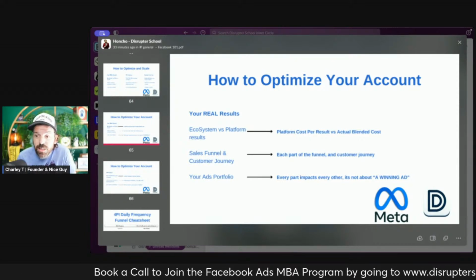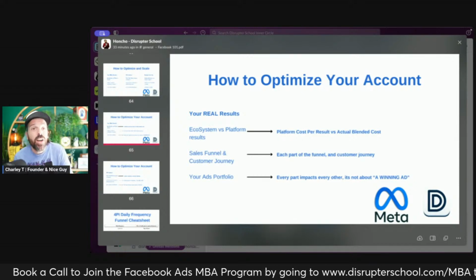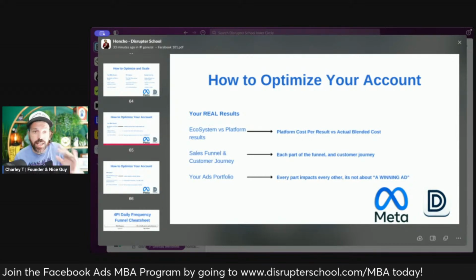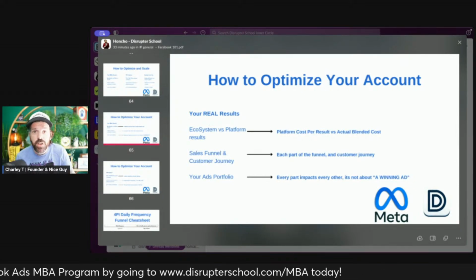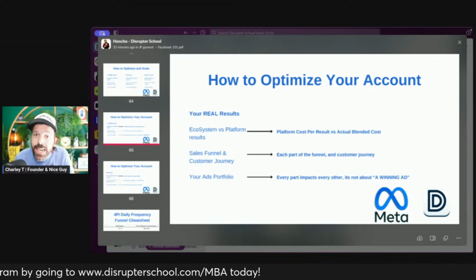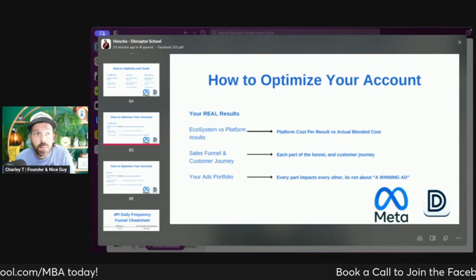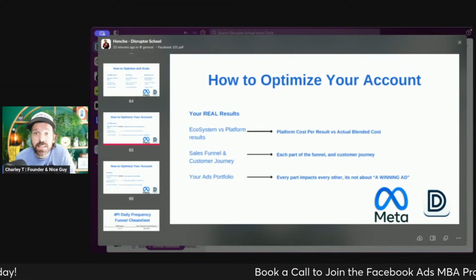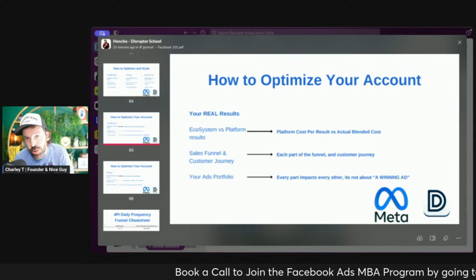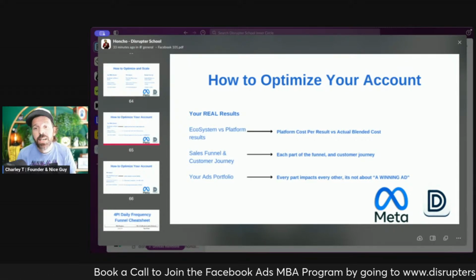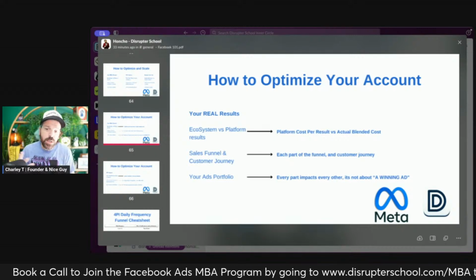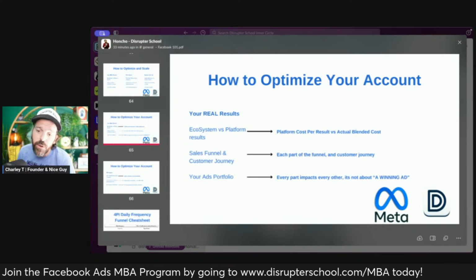So again, you're going to be stuck at what you consider 20, 30% growth, which, hey, look, good for you every year. It might take you a decade to get to a 7-figure business or an 8. But you could do it in less than 2 years if you actually focused on doing what matters. This is how you optimize your account. And ultimately, that brings us to understanding your ads portfolio.